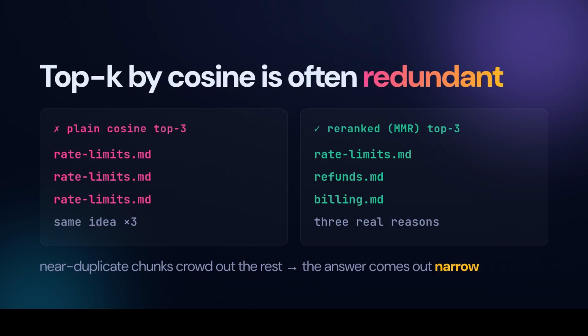Here's the problem nobody warns you about. Plain top K retrieval by cosine similarity is often redundant. If 3 chunks all say roughly the same thing, cosine scores all 3 highly, so your top 3 results are the same idea 3 times over. The model never sees the other relevant passages, and the answer comes out narrow. We retrieved, but we retrieved badly. The fix isn't a bigger prompt, it's better retrieval.